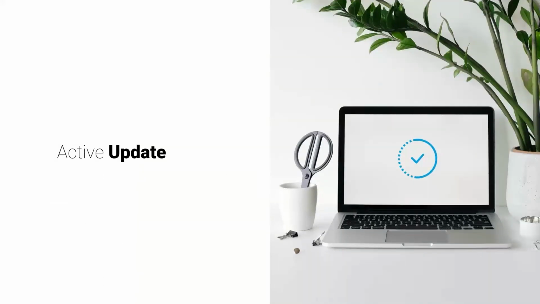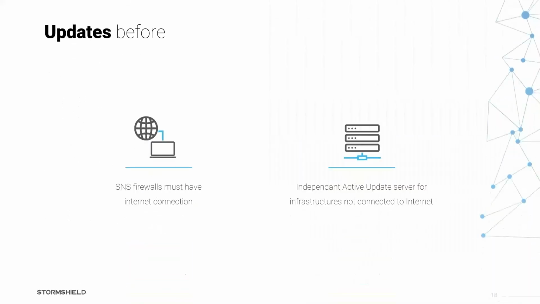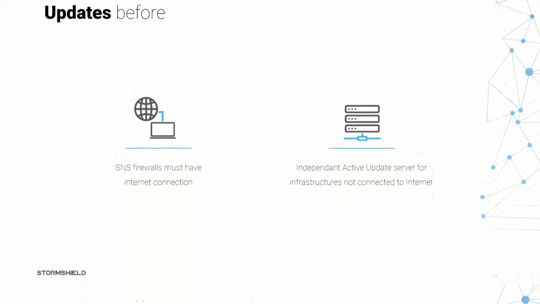I will now go with the next feature, which is called active updates. To better understand what this feature is related to, we have to understand that before SMC 3.1, in order to get benefits of active updates package, either the SNS firewall had to be connected to internet, or as an administrator, you had to deploy an independent active update server and to maintain it in order to provide the packages to the SNS.